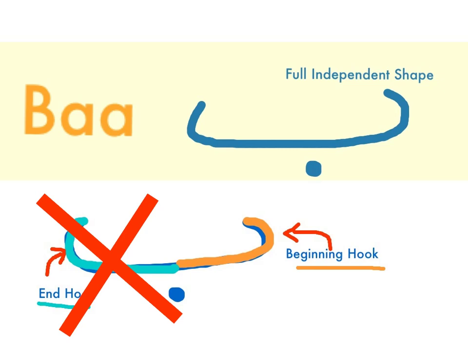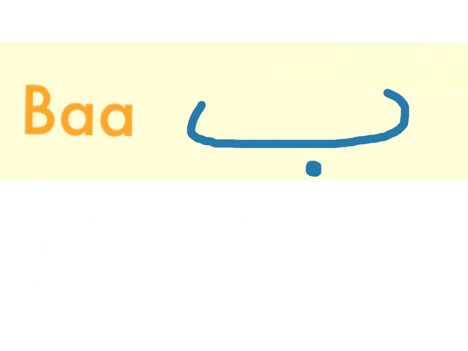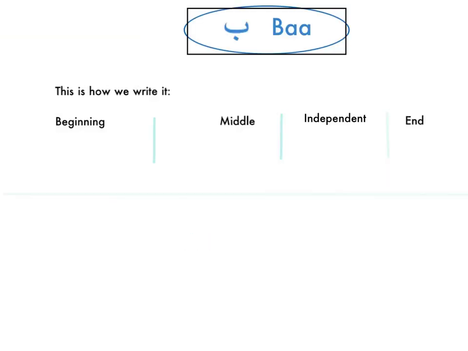You can remember the sound the letter ba makes by thinking of the dot and how it is written below the letter, and so think of below and ba. Now let's look at how ba is written when it comes in the beginning, middle, and end of a word, as well as when it's written independently.